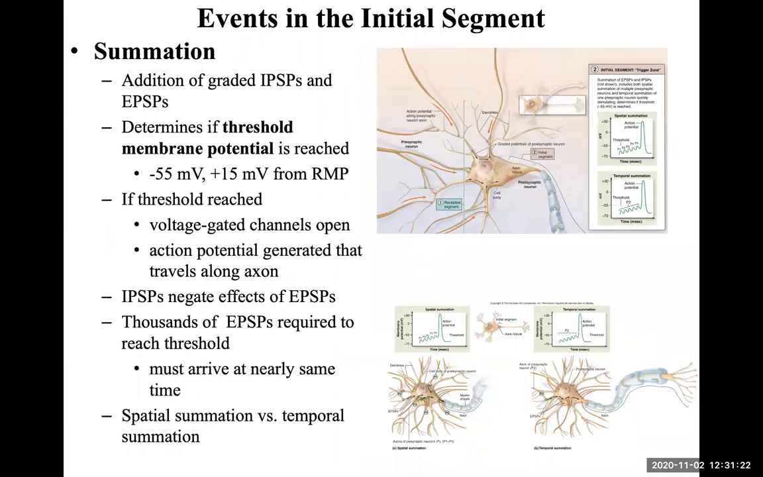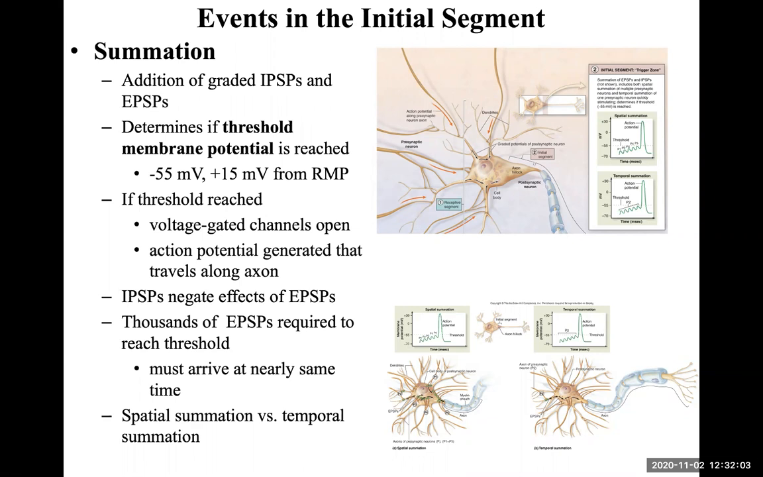Which is what this slide goes over. Again, there's this summative event that occurs in the initial segment by which the excitatory and inhibitory postsynaptic potentials are added together. If you have more excitatory than inhibitory, and enough excitatory that you reach the threshold value, then you will generate an action potential. And the reverse is also true. If you don't have enough excitatory potentials, and/or you have more inhibitory than excitatory, and you are not able to reach that threshold value, then an action potential will not be generated.